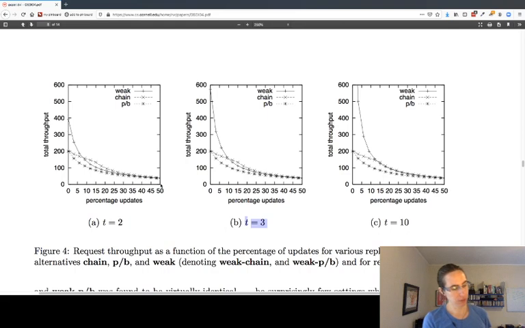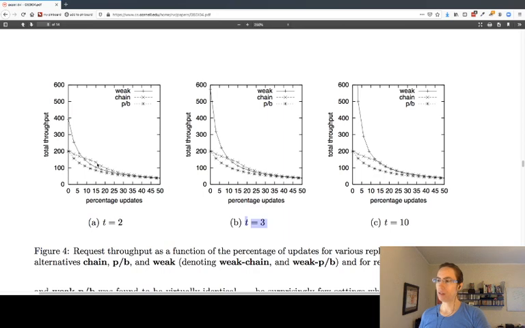So again, the question was about this 10 to 15% number, which is about what it looks like to me, the point where there's a little bump in this curve for chain replication, the point at which chain replication does the best compared with primary backup replication. So why would that be better at that point?